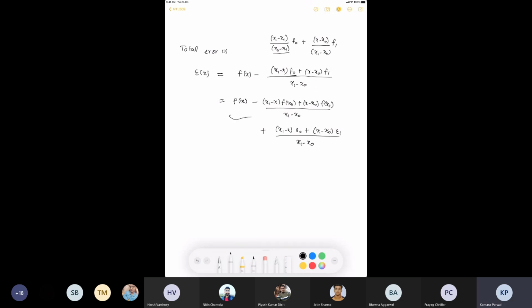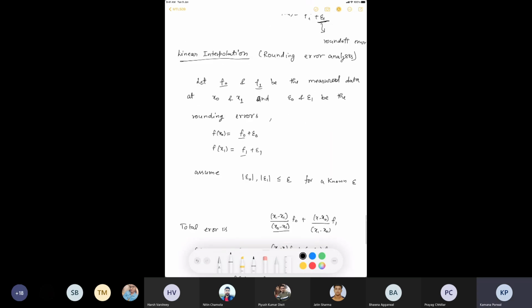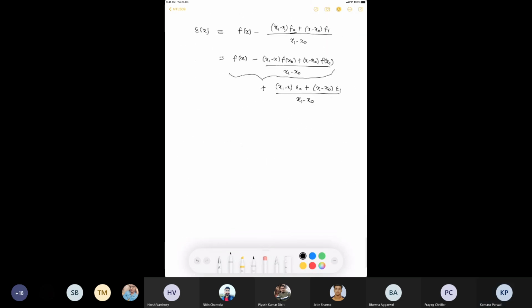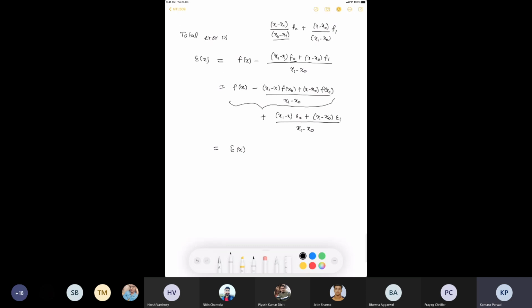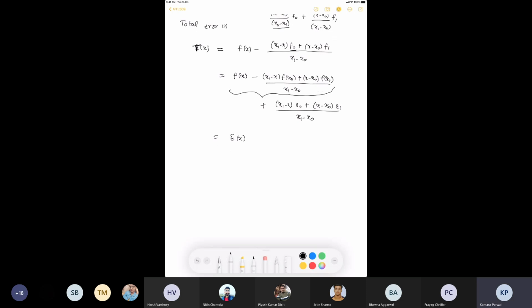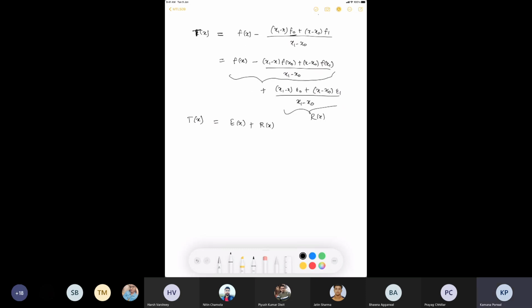Okay, so this is nothing but the exact interpolation error, which we just derived the formula for. Let's call it again, yeah, here I'm using the capital E, and we could have used a different notation also. So for example, I can take it as Tx, and let's call this Rx, where this Ex is the interpolation error.